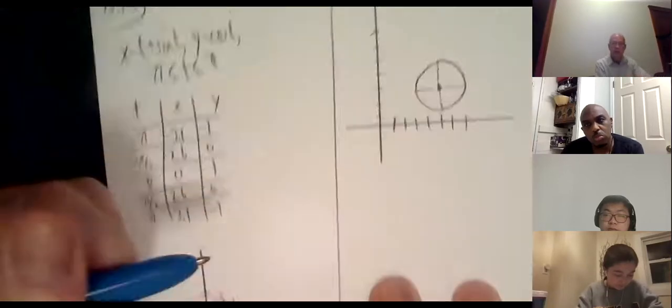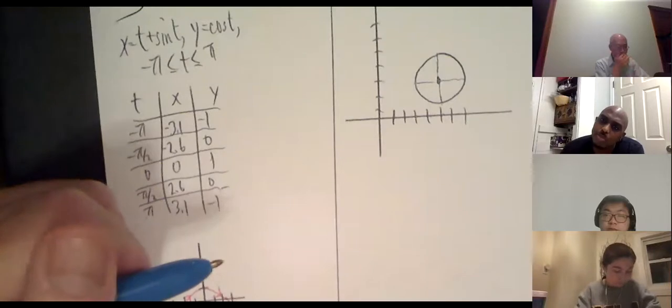3, 4, 5, 6, 7. 1, 2, 3, 4, 5, 6, 7. Center is (5, 3). 1, 2, 3, 4, 5. 1, 2, 3. And the radius is 2, so 2 to the left, 2 to the right, 2 up, and 2 down. So that's the whole thing.